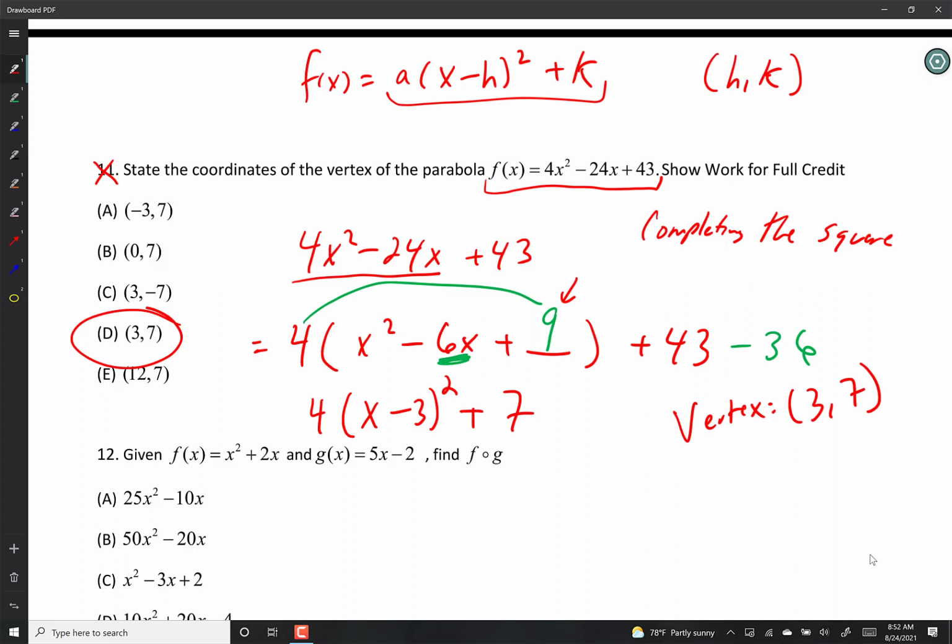What's up, miss? Why did I choose to square the what? Oh, it's always this middle term divided by 2. Always, always, always. Whatever that is, you square it. 6 divided by 2 was 3, and then you square that number. We're going to give you another opportunity to see if we can do that, guys.